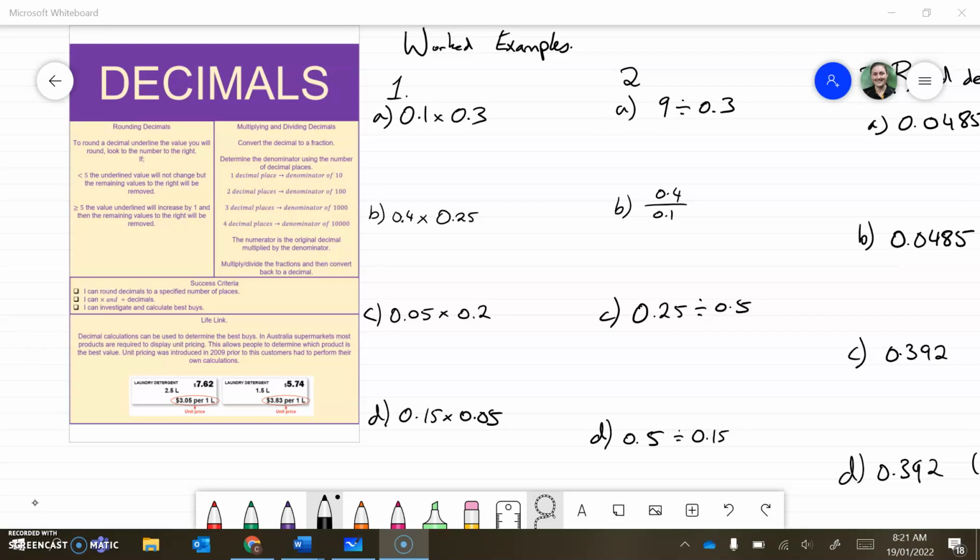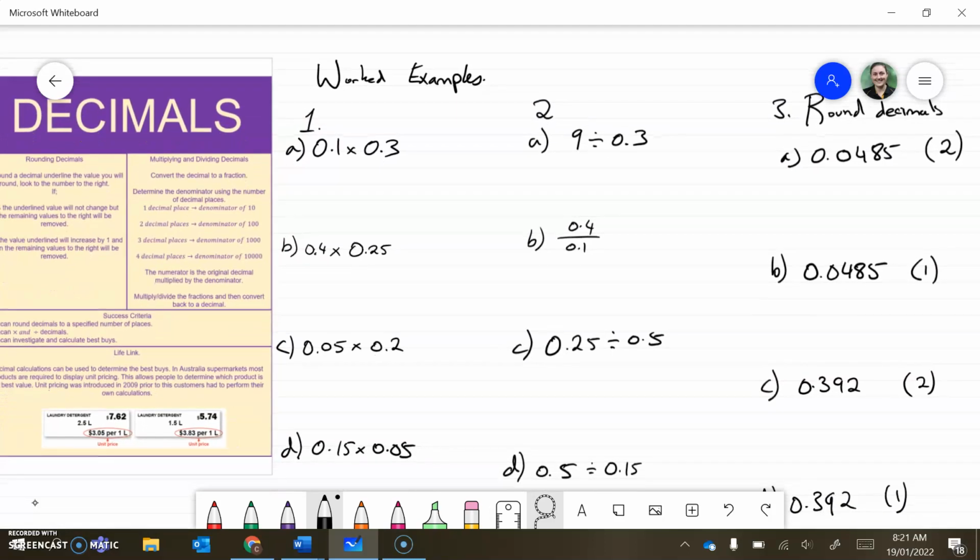Okay, our worked example. So worked example 1. We've got 0.1 times 0.3. So if I want to change this to a fraction, I've got 1 decimal place, so my denominator will be 10, and my numerator will be 1. Again, for my second value, 0.3, my denominator is 10, and 0.3 times 10 is 3. I've then got fractions, so to multiply fractions, we multiply across the numerator and across the denominator. So 3 times 1 is 3, 10 times 10 is 100. And then to write that as a decimal, we've got 3 divided by 100, so that is going to be 0.03 as my solution.